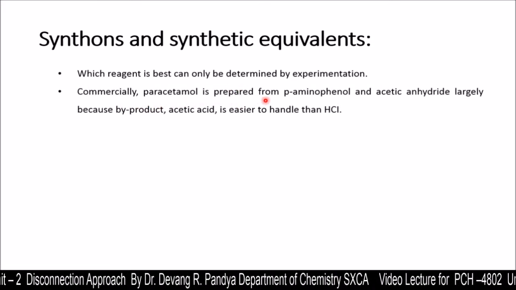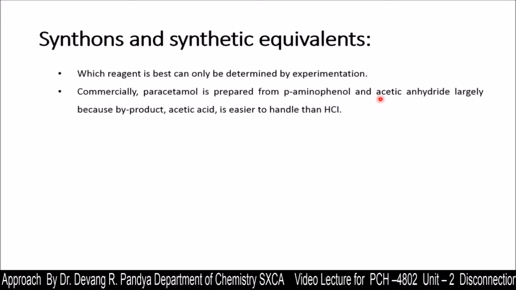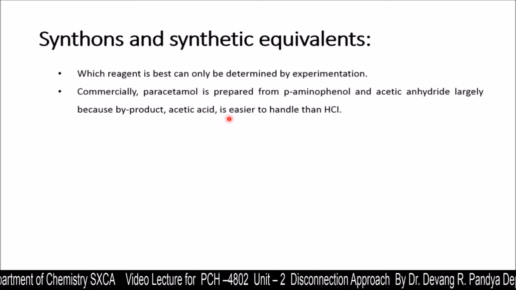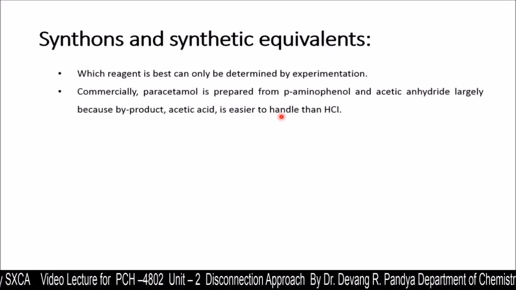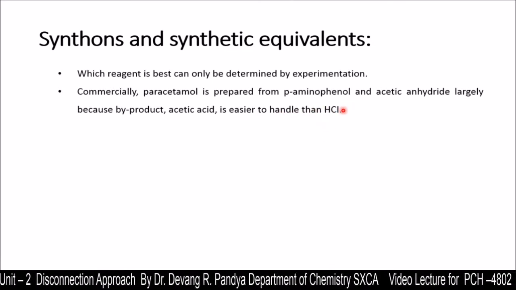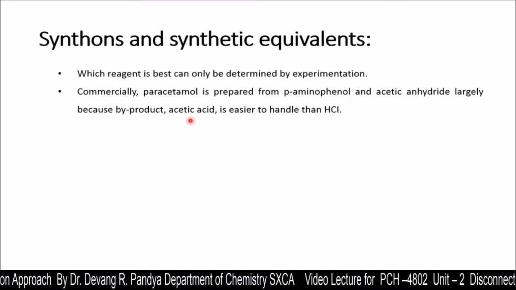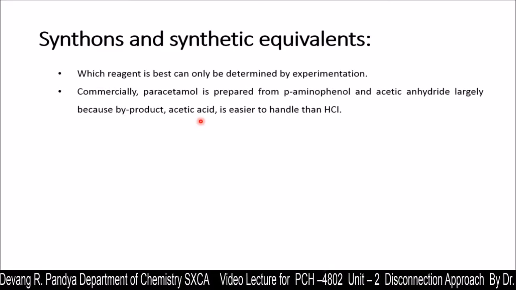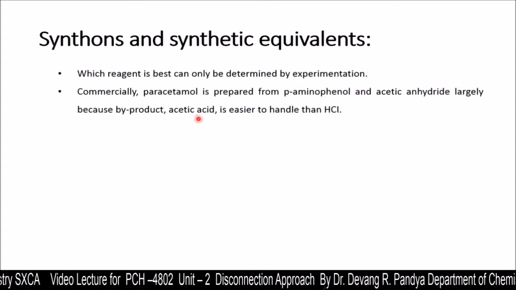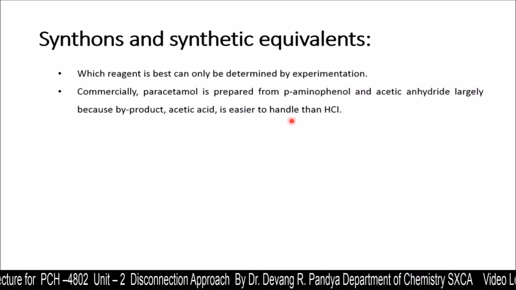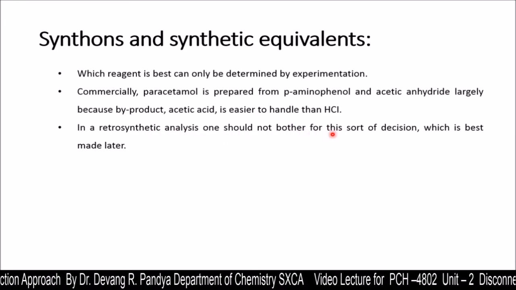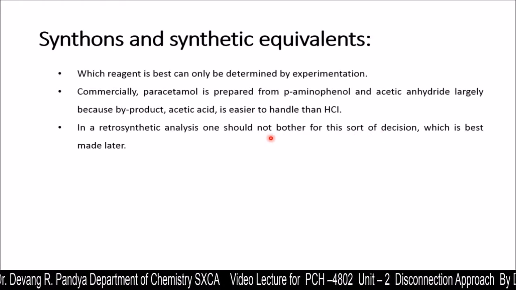Commercially, paracetamol is prepared from para-aminophenol and acetic anhydride largely because the byproduct acetic acid is easier to handle comparatively with HCl. If we take acyl chloride, HCl would be the byproduct. If we take anhydride, acetic acid would be the byproduct. So both the reactions are workable, but we are using acetic anhydride because acetic acid is easier to handle compared with HCl.